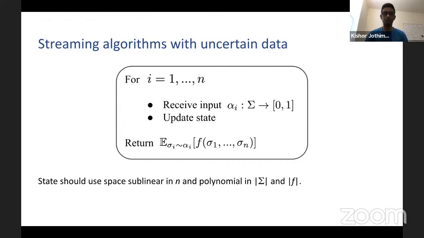And in the end, you want to compute the expected value of some query f on sequences of label sigma 1 to sigma n, where each sigma is sampled independently from the distribution alpha I. And we still require that the space use be sublinear in the length of the stream.